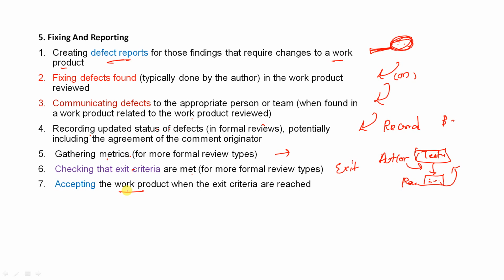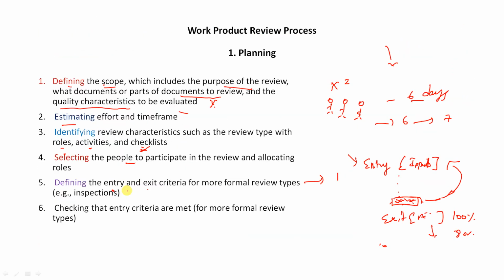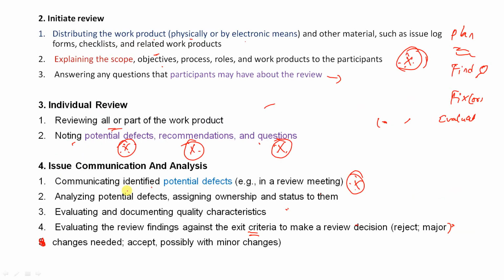That's all about this video, and there are only five phases. Planning is completely planning: defining the scope, the resources used, the time, everything. Then initiate review, where they just have to review the work product.